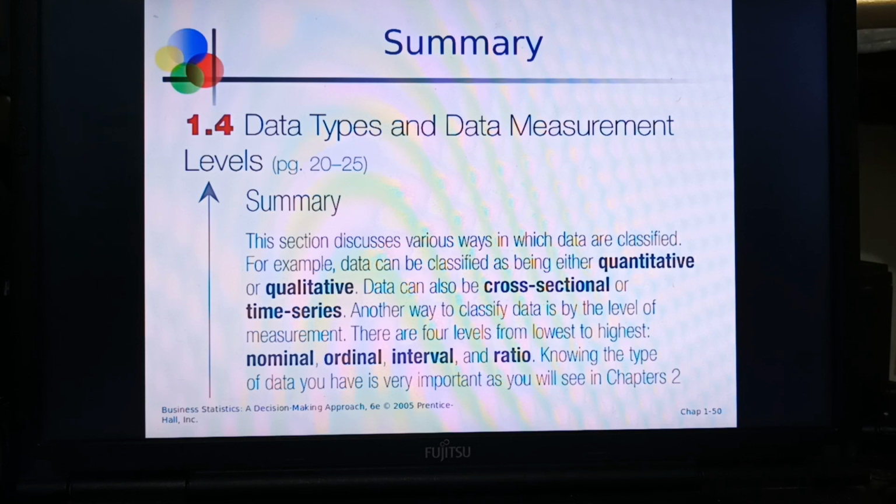This section discusses various ways in which data are classified. For example, data can be classified as being either quantitative or qualitative. Data can also be cross-sectional or time series. Another way to classify data is by the level of measurement. There are 4 levels from lowest to highest: the nominal, ordinal, interval, and ratio data. Knowing the type of data you have is very important, as you will see in Chapter 2.